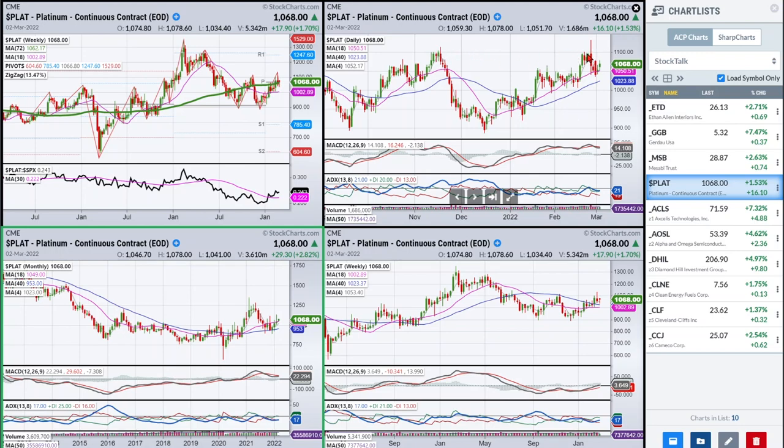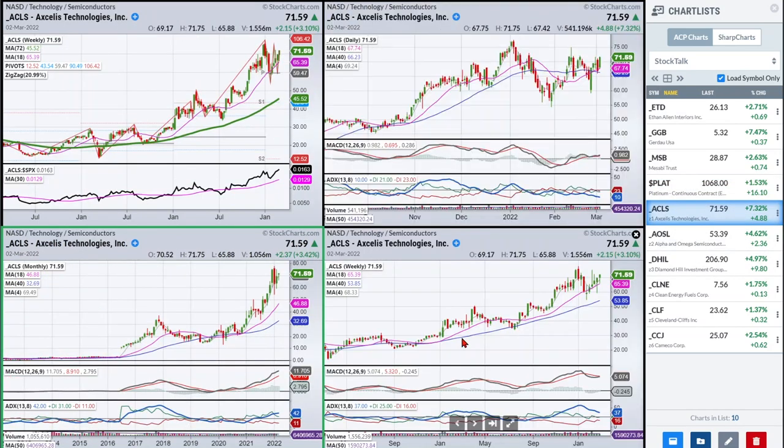We can see we tried to break out at 1100. I have a feeling this is going to end up trading in a range, maybe between here and 1000, something like that. But we want to see a more definitive move through 1100 before getting interested in this again. A couple semiconductors here. This stock is a strong stock, ACLS, but it is pretty extended on the monthly.